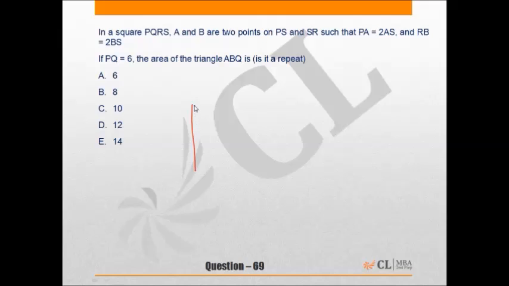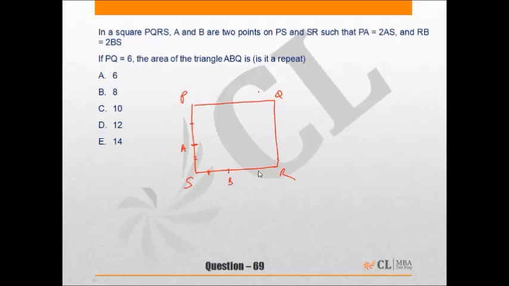Here we have a square PQRS. A and B are points on PS and SR respectively, such that PA is twice of AS, which means AS is half of PA. Similarly, SB is half of BR.